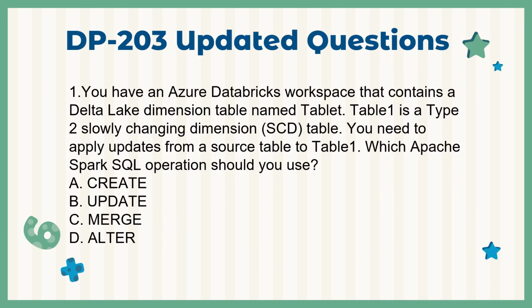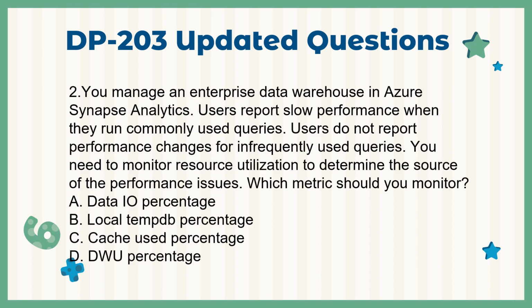1. You have an Azure Databricks workspace that contains a Delta Lake dimension table named Table1. Table1 is a Type 2 slowly changing dimension (SCD) table. You need to apply updates from a source table to Table1. Which Apache Spark SQL operation should you use? A. Create. B. Update. C. Merge. D. Alter.